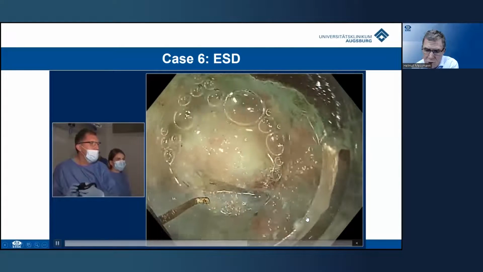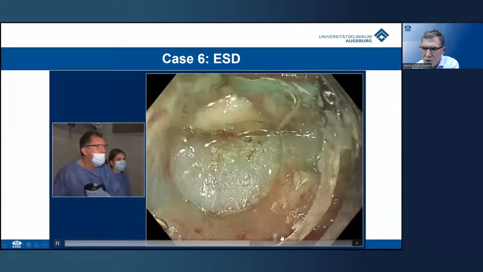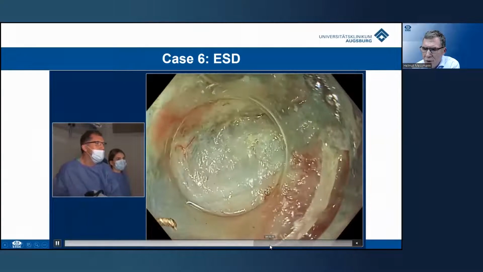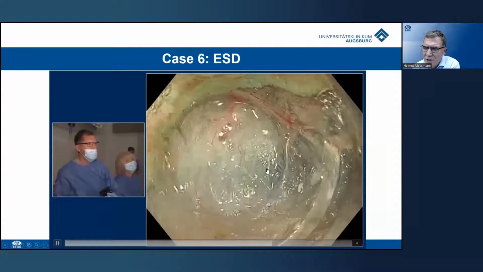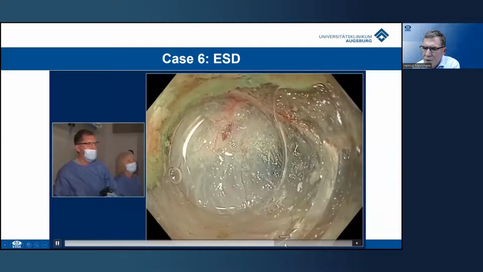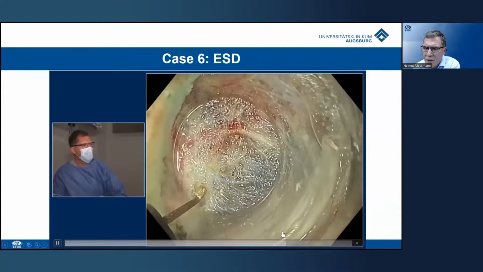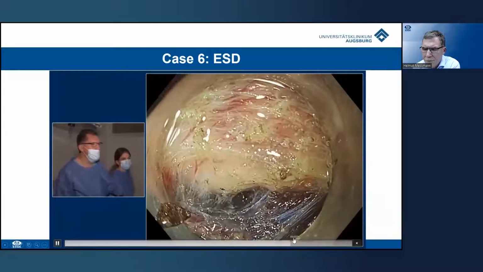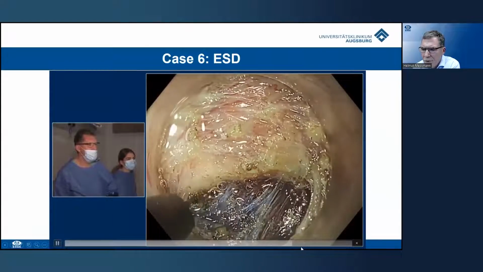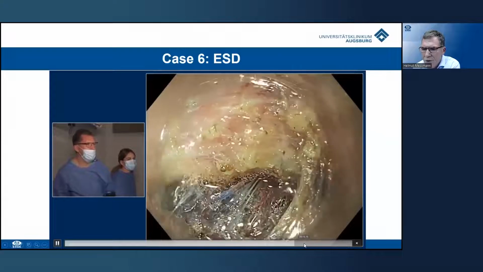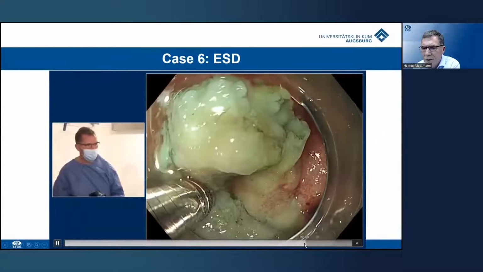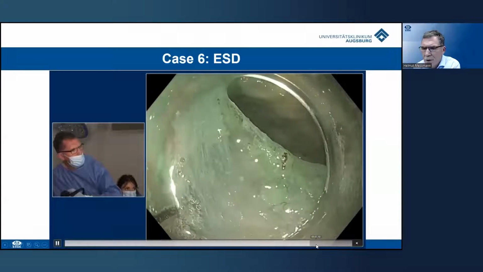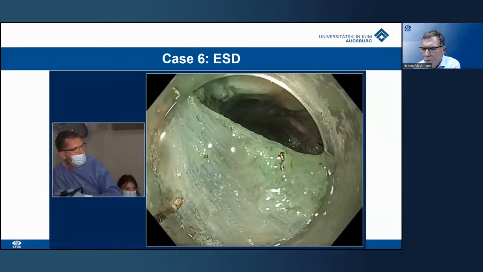So in Augsburg, we do have now 2,000 ESD procedures over the years. The advantage I will show you on a slide. There is a nice lifting here, and with injection you definitely can work with this hook knife. Hook knife is safe. It's a bit slow but very precise. And then using the clip line technique as well in the duodenum, we could resect this lesion.